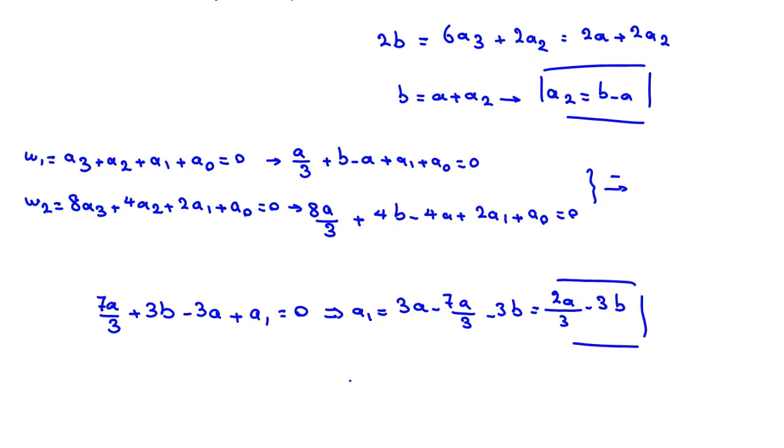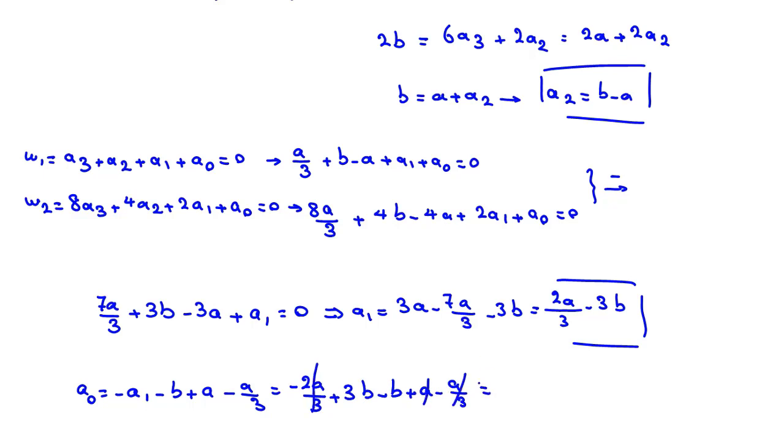And a0 is what then? From the first one, a0 is negative a1 minus b plus a minus a over 3. Negative a1 is negative 2a over 3 plus 3b, minus b plus a minus a over 3. a minus a over 3 is 2a over 3, which will cancel with this. 3b minus b is 2b. So a0 is 2b. So we found all coefficients.